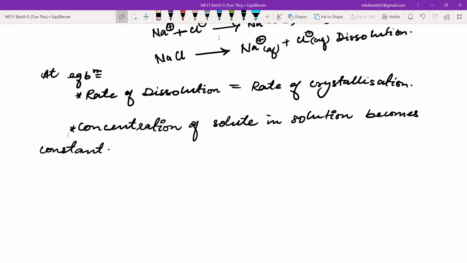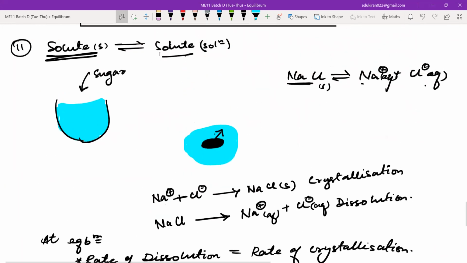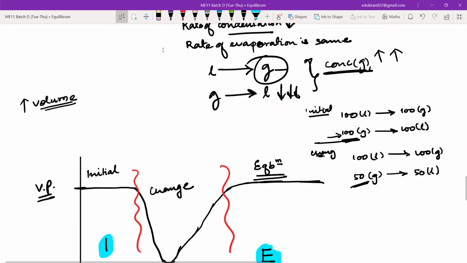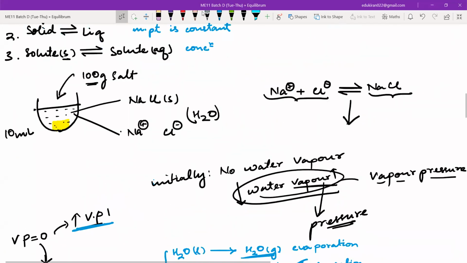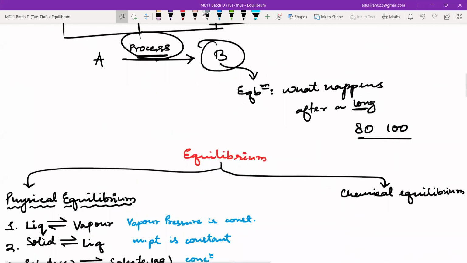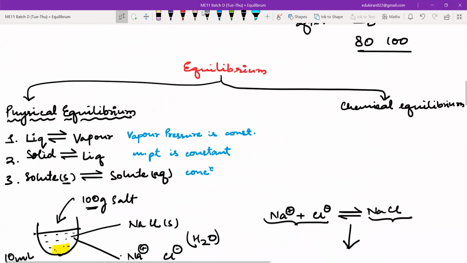Now, physical equilibrium is not the major part. Our major concern in this chapter will be chemical equilibrium and the expansion of chemical equilibrium, and also ionic equilibrium. We will extend chemical equilibrium towards the equilibrium of ions also. So this is our main concern, and let us dive right into chemical equilibrium right now.